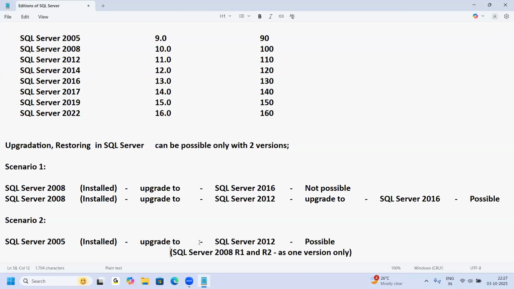This is about upgradation I'm talking about. Now, if I have SQL Server 2014, can I directly upgrade to 2022? No, that becomes the fifth version. Sorry, the fourth version. Not possible. Then what will you do? Do it like this: 2014, you first upgrade to 2017, and then 2017 you upgrade to 2022. Possible. But directly from 2014 jumping to 2022? Not possible.